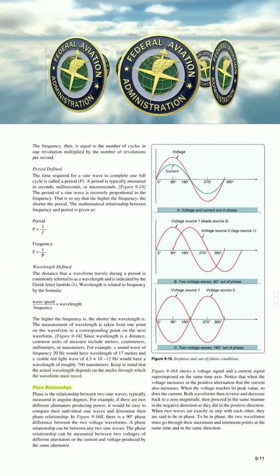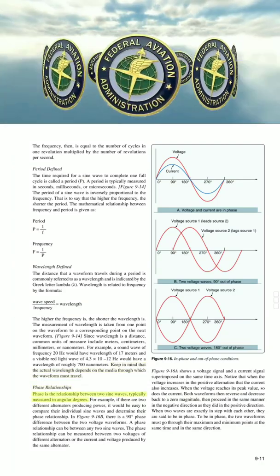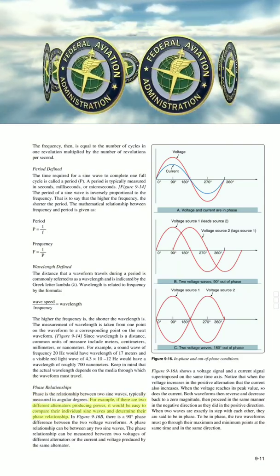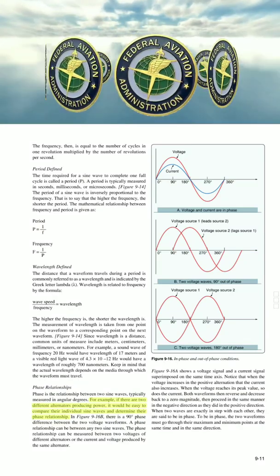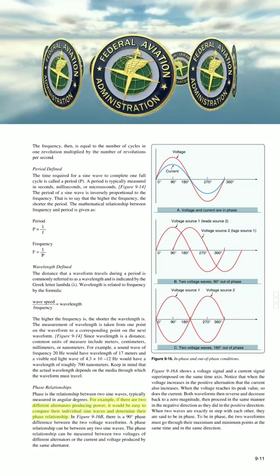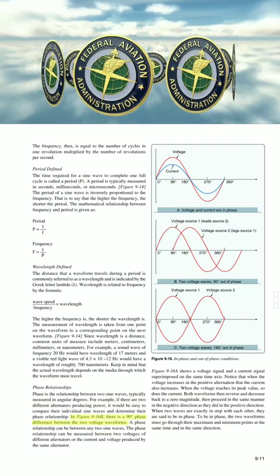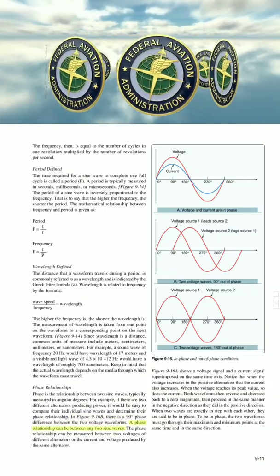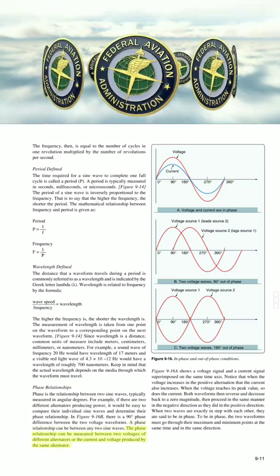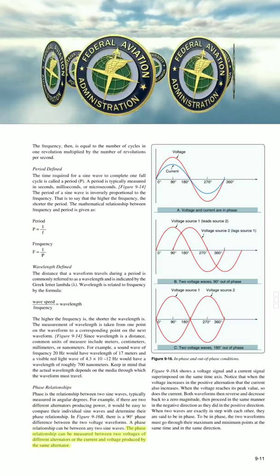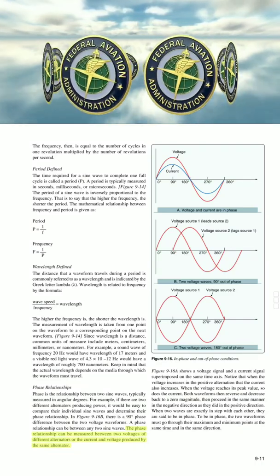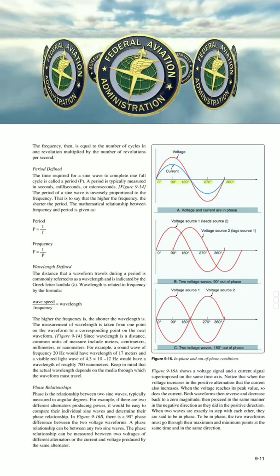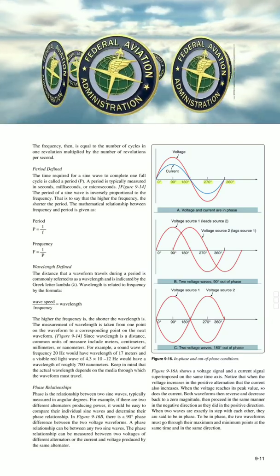Phase relationships. Phase is the relationship between two sine waves, typically measured in angular degrees. For example, if there are two different alternators producing power, it would be easy to compare their individual sine waves and determine their phase relationship. In figure 9-16b, there is a 90 degrees phase difference between the two voltage waveforms. A phase relationship can be between any two sine waves. The phase relationship can be measured between two voltages of different alternators, or the current and voltage produced by the same alternator.